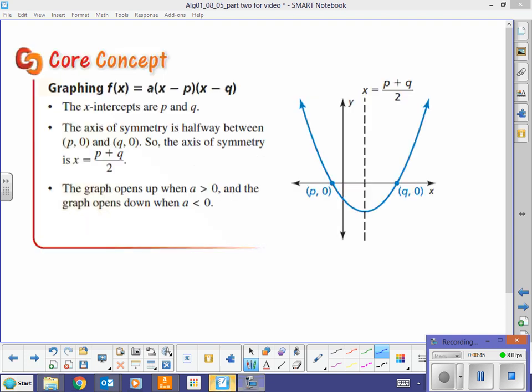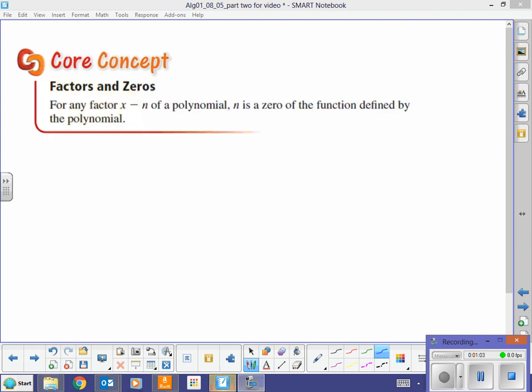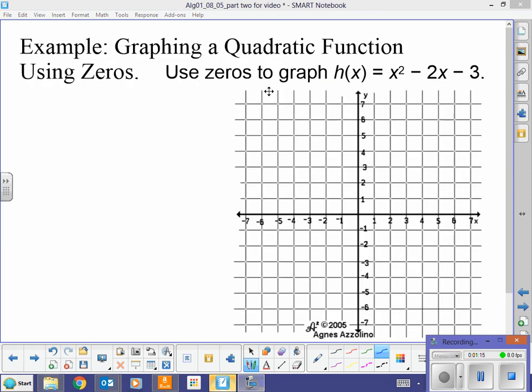We also looked a little bit about graphing using that intercept form with our line of symmetry and finding the vertex and our two x-intercepts. And we also looked at the idea of the factor x minus n, and then using the zero product property, we know that this is our zero, right? We solve for zero.